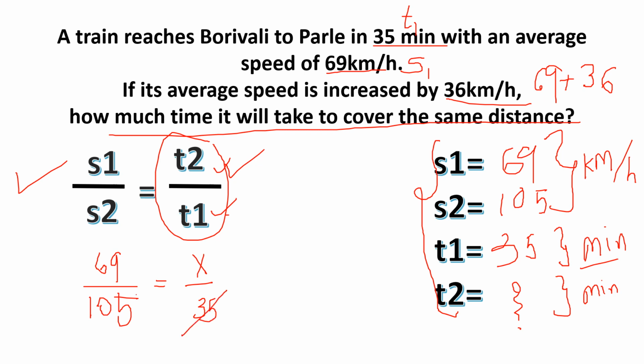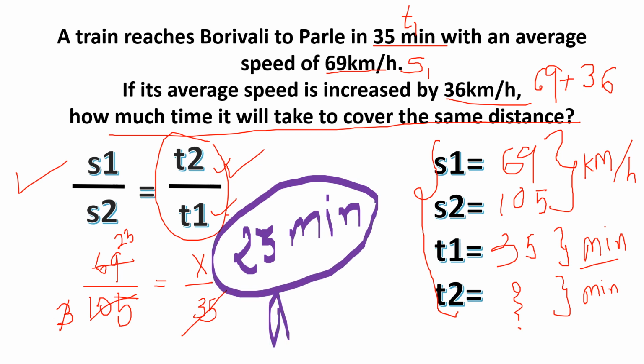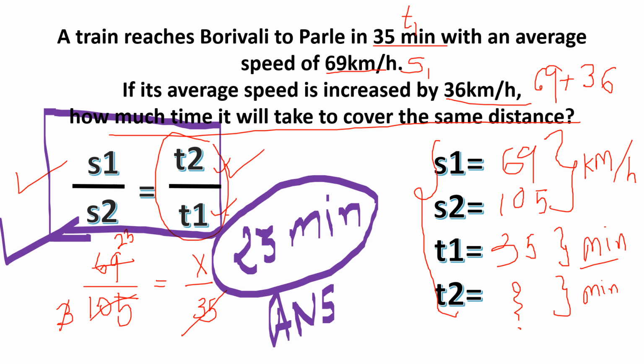Removing it, 35 3s are 105 and 3 23s are 69. So my answer is 23 minutes. As simple as that. Only one thing that you should know is S1 by S2 is equal to T2 by T1. I hope you understood the concept. And now be ready for puzzle number 3. All the very best.